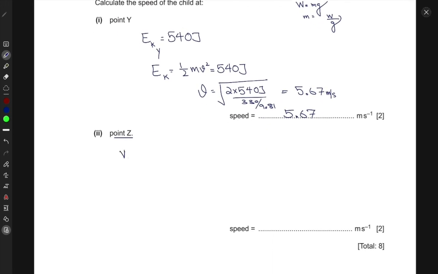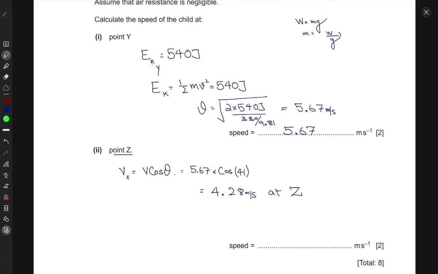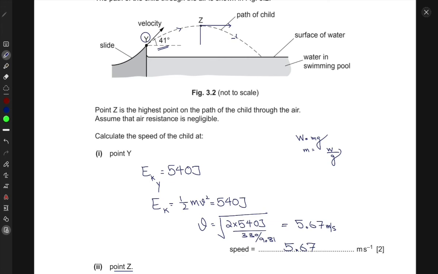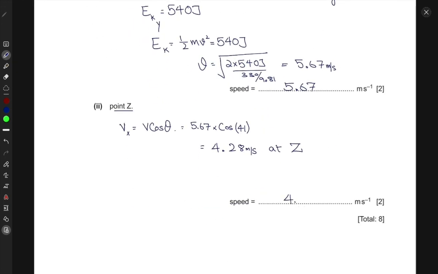So we know that the horizontal velocity component is given as v cos theta with the horizontal. Now we know our v is 5.67, the velocity with which he left the slide, times cos theta, which is 41 degrees. And this gives you 4.28 meters per second. So his velocity at point Z, which is the maximum height that he attains, is 4.28 meters per second.